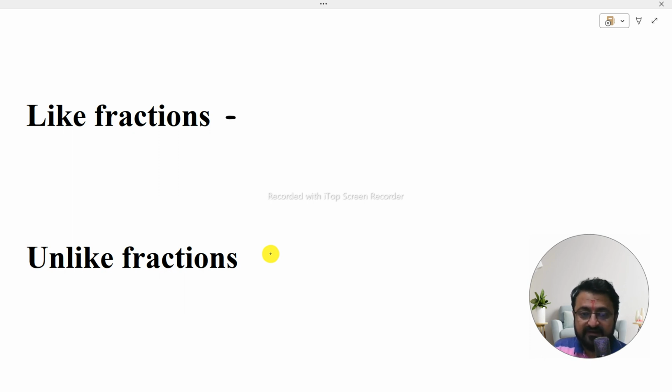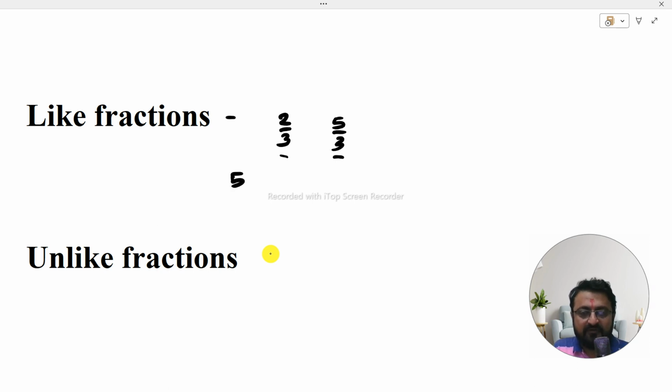For example, I will write here 2 by 3 and 5 by 3. Now you can see here denominators are common. Both have 3 and 3. So now 2 by 3 and 5 by 3 are called like fractions. Can you imagine one more example? Okay, please imagine. If you are imagining in the correct way, then your answer is correct.